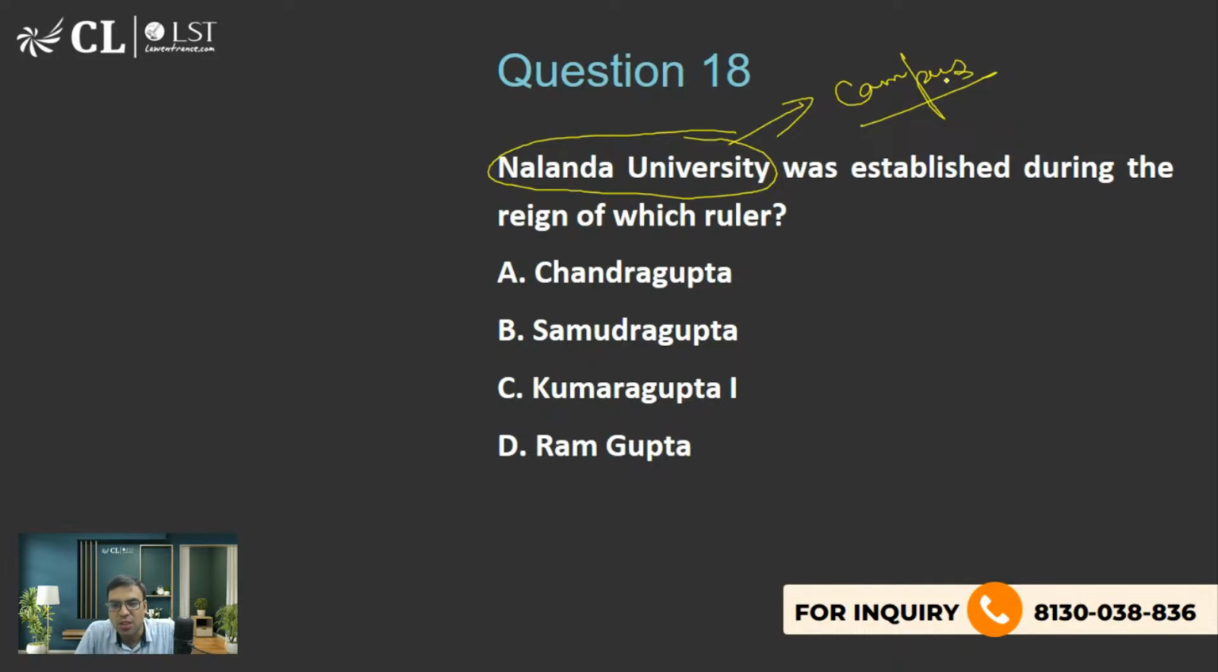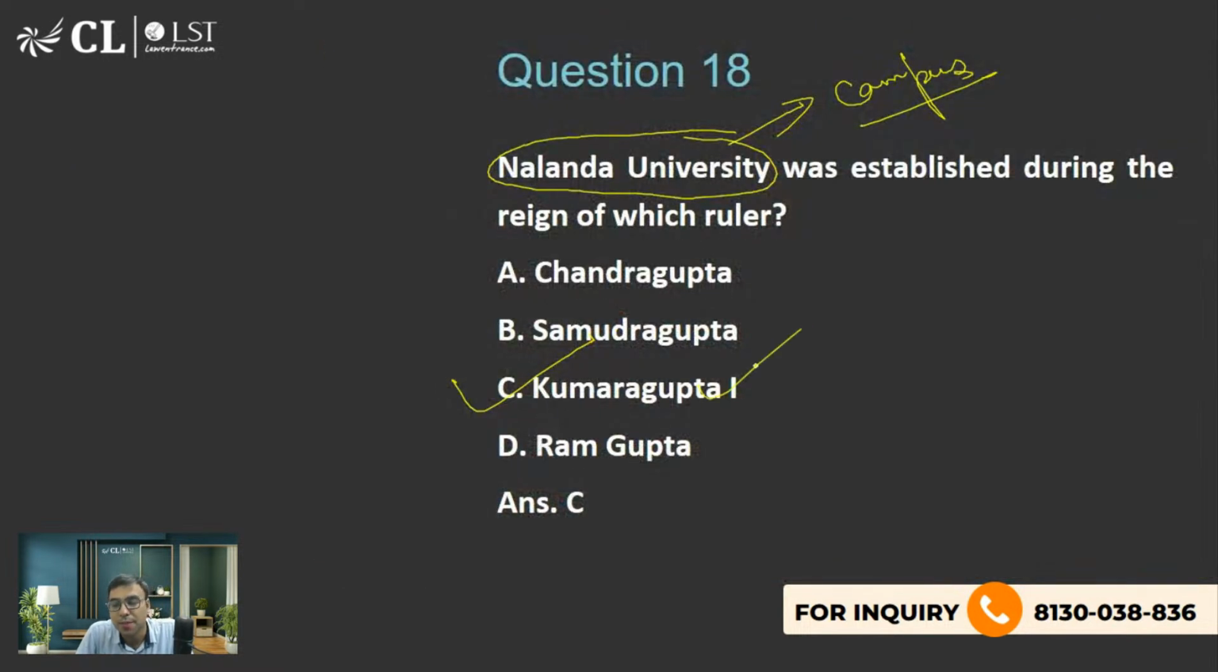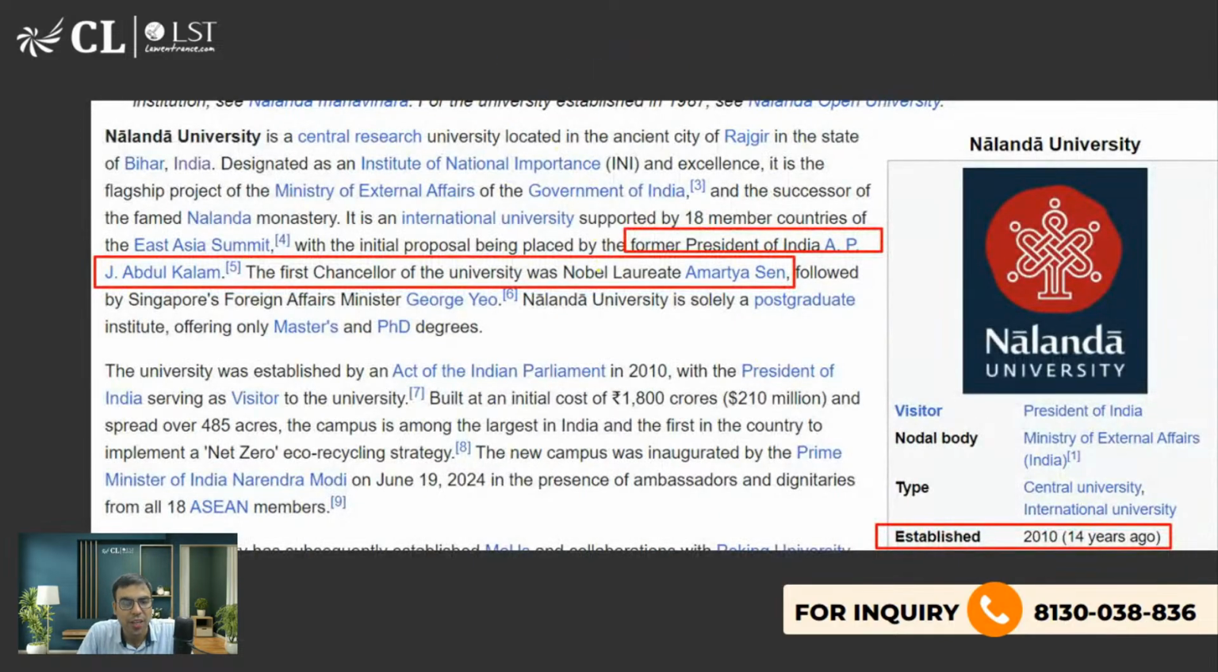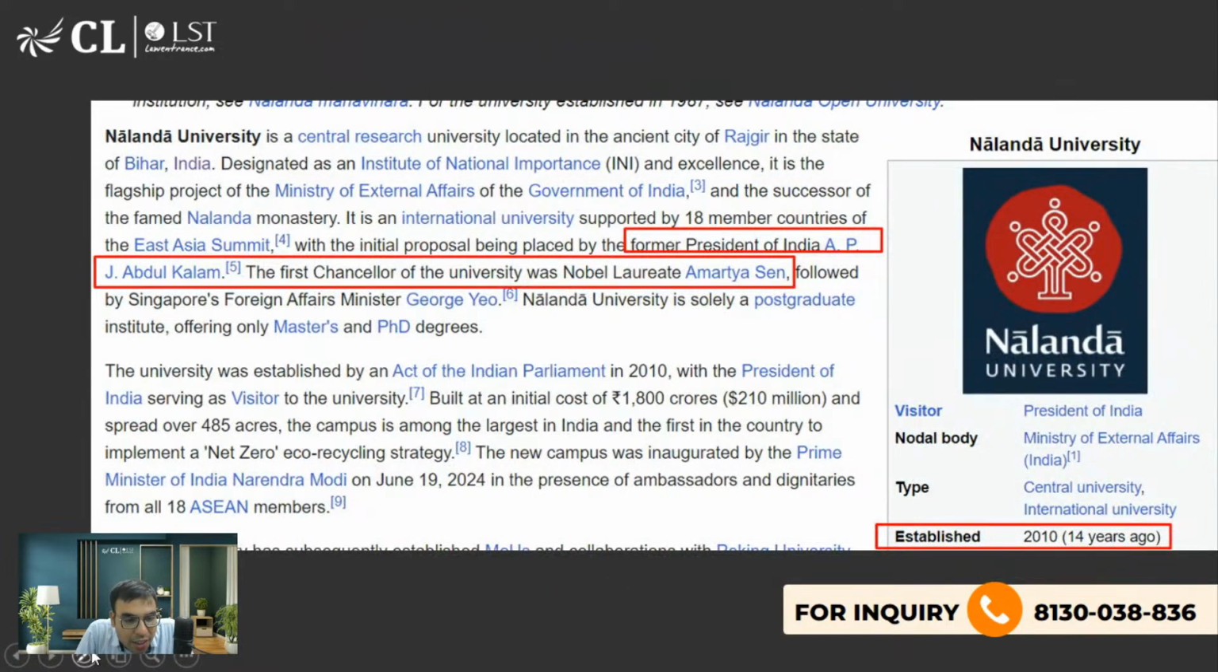Yes, the right answer is, Adrija and Mahendra, you both are right. The right answer is option C, Kumaragupta I. This is the old Nalanda University, which was built by Kumaragupta. I hope you are aware. Later on, it was destroyed by Bakhtiyar Khilji. Again, in modern times, around 2010-11, it was restarted by people like APJ Abdul Kalam, Amartya Sen, etc. These were very much instrumental in that.